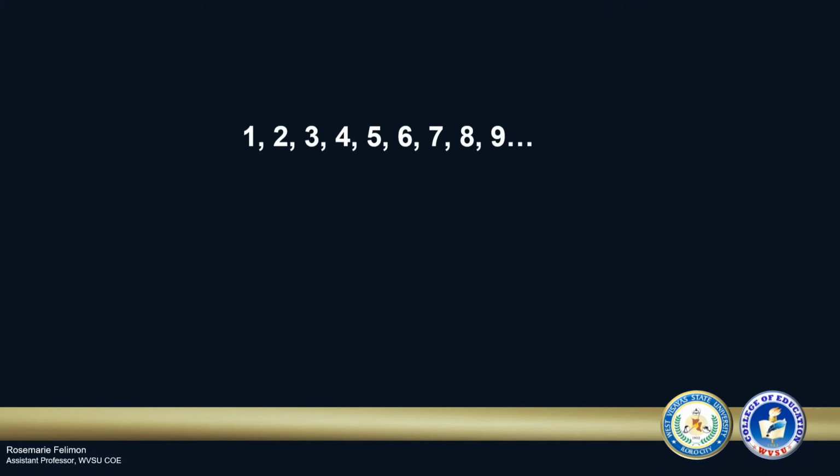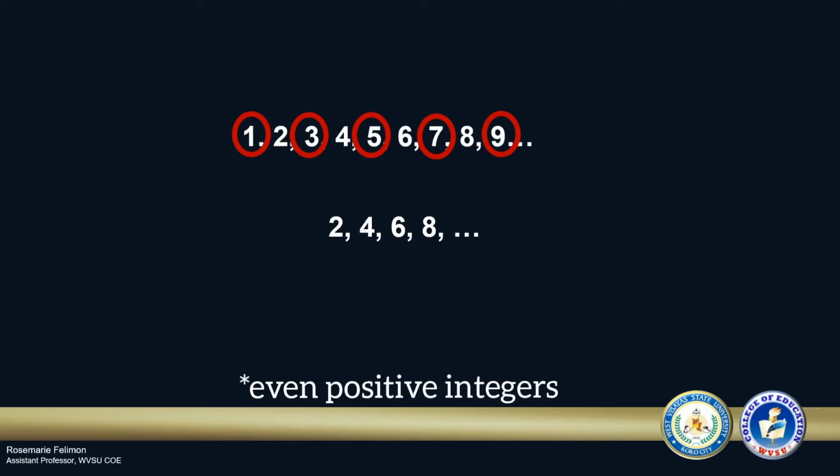Let us consider the sequence with terms 1, 2, 3, 4, 5, 6, 7, 8, 9, and so on. Now, if we omit some of the terms, say 1, 3, 5, 7, 9, and all the other odd integers in the sequence, we are going to have 2, 4, 6, 8, and so on. So we will be left with even integers.